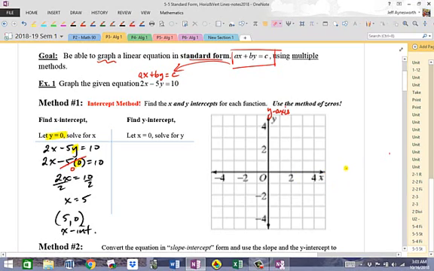So let's go ahead and graph here. I'm going to rewrite the labels over here a little bit, because 5, 0 is right here at 5. Okay, that's 0, 5, 5, 0.